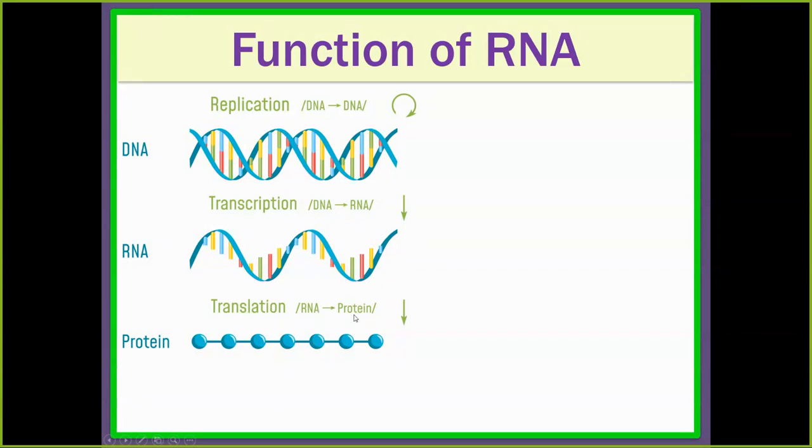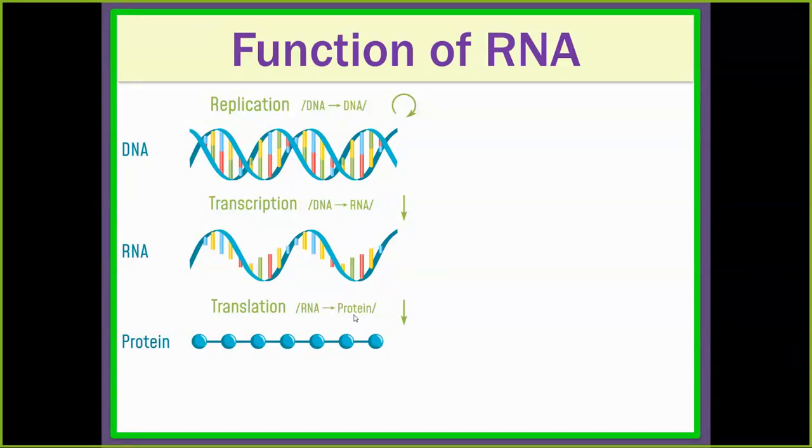If you recall, when I asked the question the other day on the assignment, what are the 2 steps of gene expression? How do we go from a gene to an actual protein that will express that trait? We said it was twofold. We said it was transcription and then translation. That's what we're going to focus on.